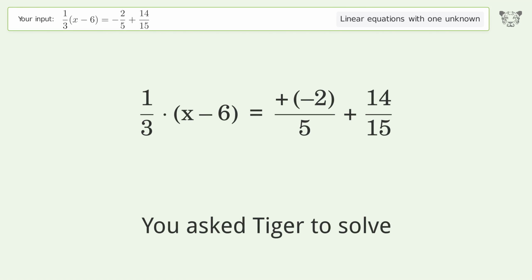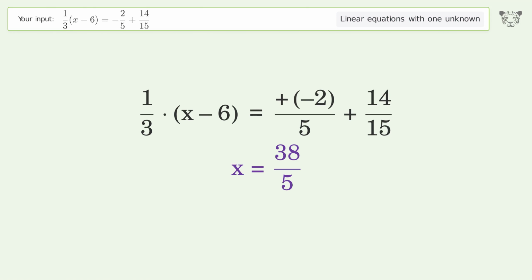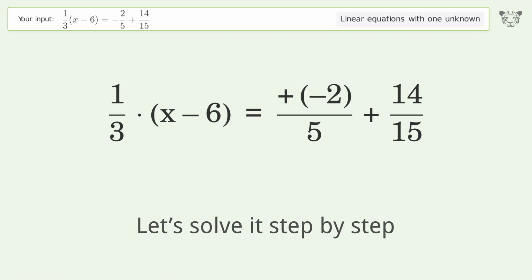You ask Tiger to solve. This deals with linear equations with one unknown. The final result is x equals 38/5. Let's solve it step by step.